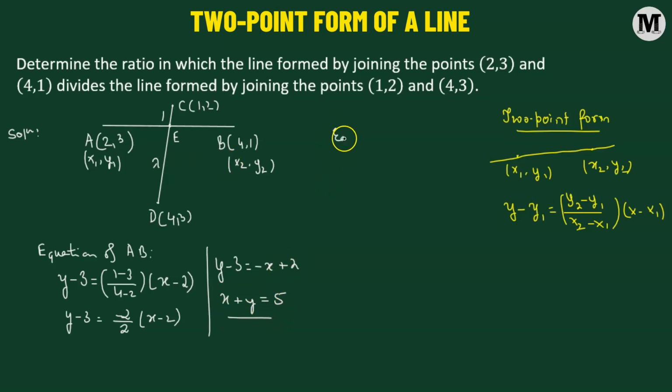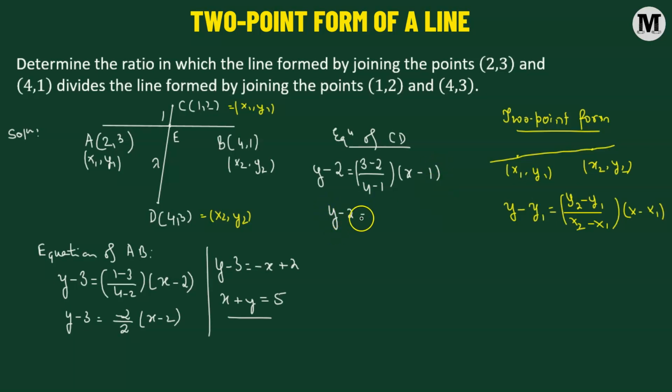Next, we'll try to find the equation of the line CD. We will choose C to be (x1, y1) and D to be (x2, y2). Let us plug in the values. We get y minus y1, so y1 will be 2. That will be equal to, now we need y2 minus y1, so that's 3 minus 2, divided by x2 minus x1, which is 4 minus 1. This will get multiplied by x minus x1, where x1 will be 1 here. So we have y minus 2 equals 3 minus 2, that's 1, divided by 4 minus 1, that's 3.